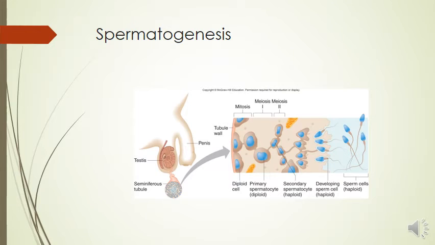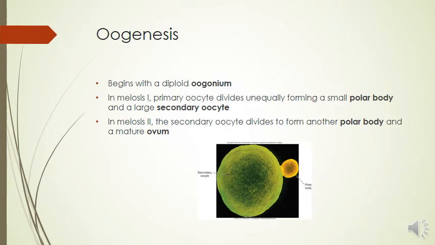And again, when we take a look at the spermatogenesis that's occurring here, you can see that the diploid cells divide through mitosis in the linings of the seminiferous tubules. Some daughter cells then undergo meiosis, and then they differentiate into mature sperm cells.